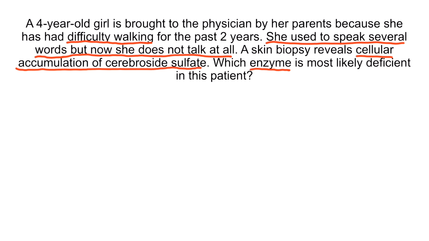All right, this patient has had difficulty walking and she does not talk at all, even though she used to speak several words. Regression of gross motor and verbal skills are suggestive of nervous system involvement. These findings, in combination with cellular accumulation of cerebroside sulfate, are highly suggestive of metachromatic leukodystrophy. Let's recall that cerebroside sulfate accumulation in metachromatic leukodystrophy is due to a deficiency of aryl sulfatase-A enzyme, and this can cause demyelination of the central and peripheral nervous system.